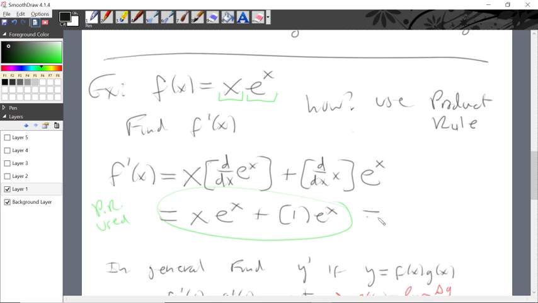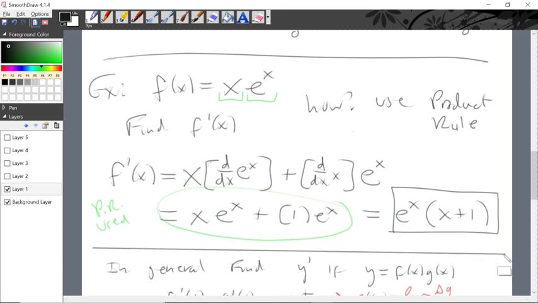But how about simplifying? How would the answer look in the back of the book, for instance, or in a solutions manual? Well, we're probably going to see that e to the x is factored out from the two terms, and what we're left with is an x plus 1. So e to the x times x plus 1. That's most likely the way we would see this derivative of this product written in a solution manual, for example.